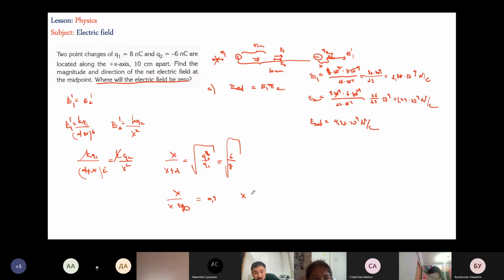So X should be equal to 0.9X plus 9. So 0.1X will be equal to 9, so X will be equal to 90 centimeters. So the electric field is zero at a point 90 centimeters from Q2, closer to Q2. Do you understand?